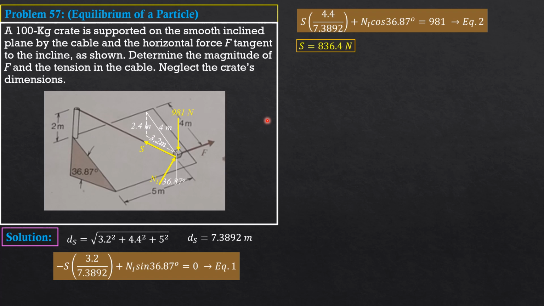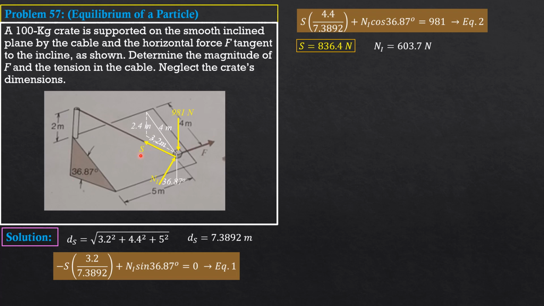So solving these two equations simultaneously, S is 836.4. We can solve equations 1 and 2 simultaneously. There are only two unknowns, S and N1, and N1 is equal to 603.7 newtons. Now to solve for F, we sum up forces along this direction.